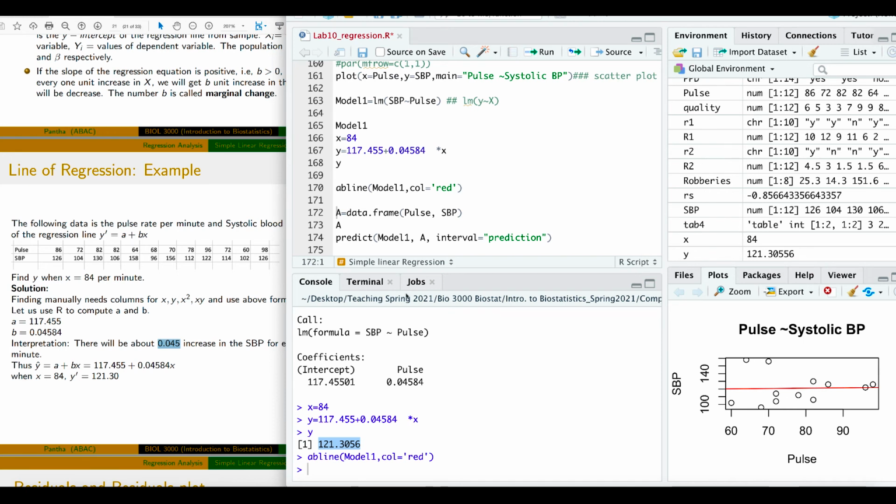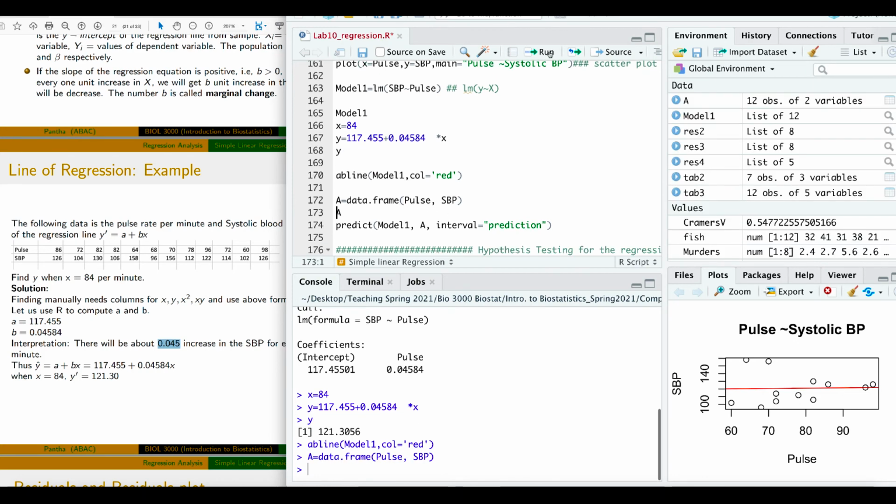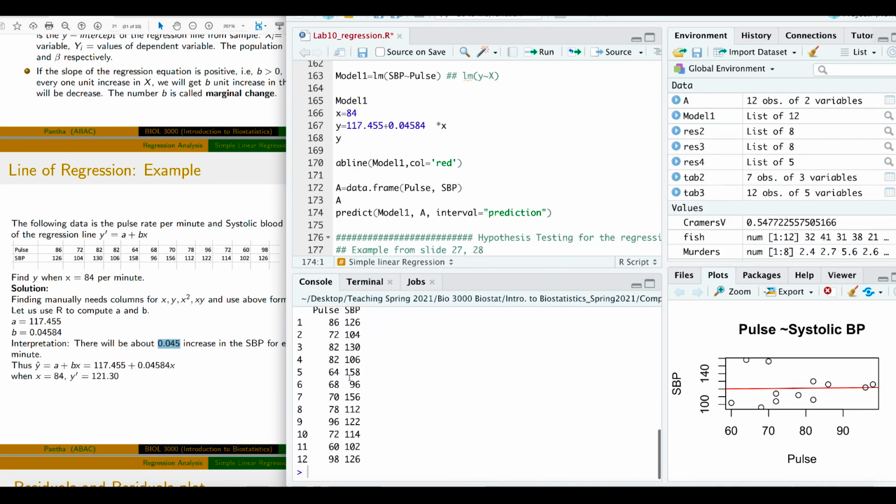So if you want to do that, what I'm going to do here is I'm writing the pulse and the systolic blood pressure into two columns. This is what you write. This is the data we have, right? And if you want to find out the prediction interval, you do predict and model 1, and then A is that data values, right? And then interval is prediction. Okay? So if you do that, then this is what you get.